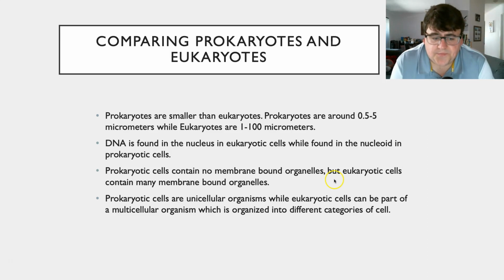prokaryotic cells are smaller. DNA is found in the nucleus of a eukaryotic cell, while it's found in the nucleoid of prokaryotic cells. Again, prokaryotic cells have one singular circular chromosome, whereas eukaryotic cells have multiple chromosomes and they're linear in nature. Prokaryotic cells contain no membrane organelles, but eukaryotic cells do contain many membrane-bound organelles. And lastly, prokaryotic cells are unicellular organisms, while eukaryotic cells, while some are unicellular, most are multicellular and are actually organised into different categories inside that cells and different specializations.